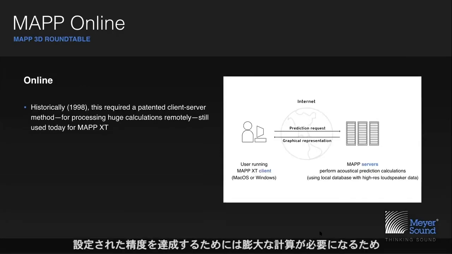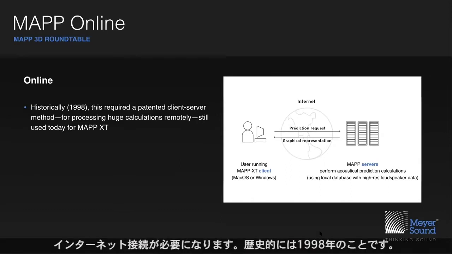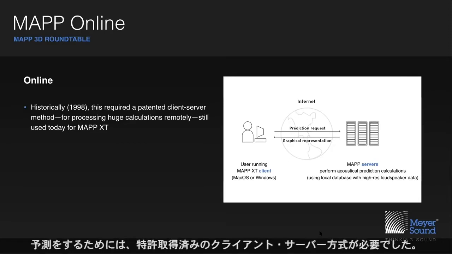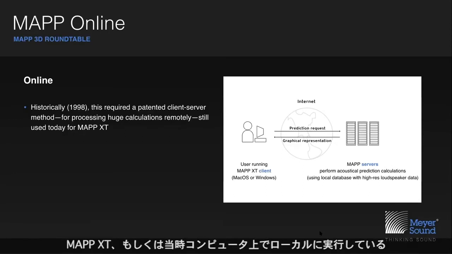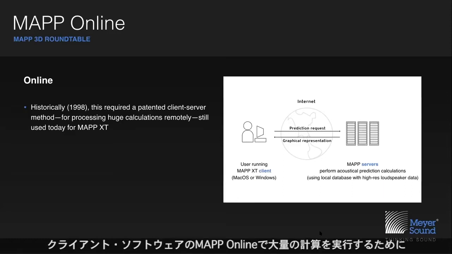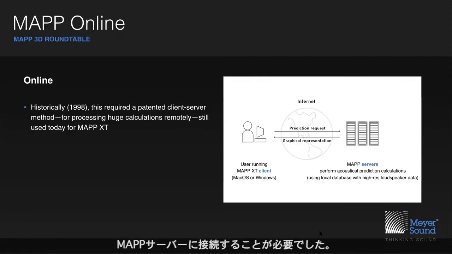Because of the huge number crunching that is involved to attain said accuracy, you need an internet connection. This is historically 1998. And to make the predictions, a patented client-server method was required to connect your MAPP-XT or at the time MAPP Online client software running locally on your computer and have it connect with the MAPP servers that would do the heavy number crunching.